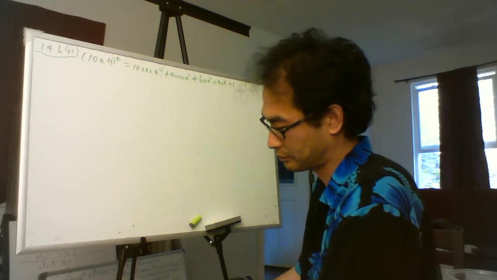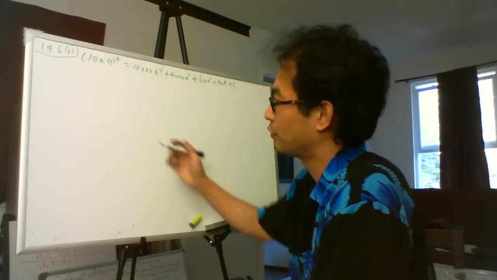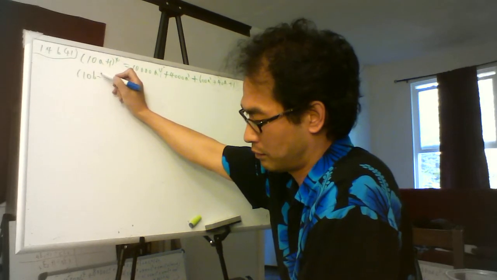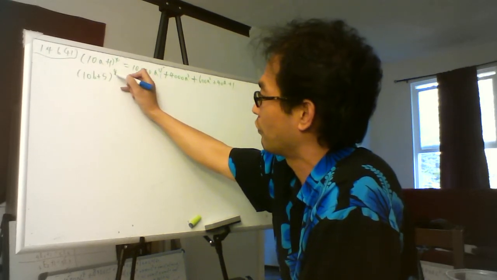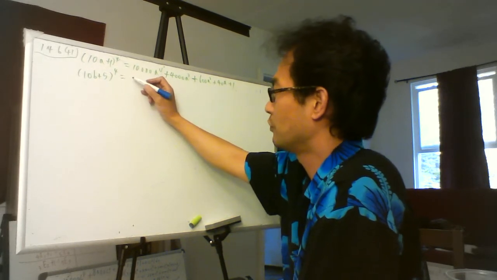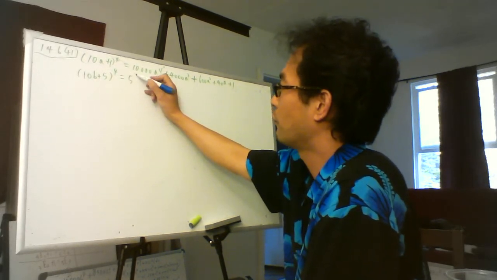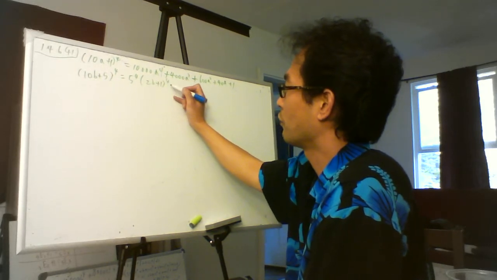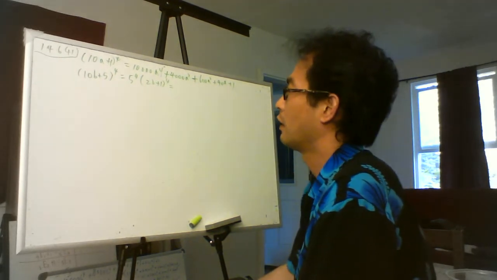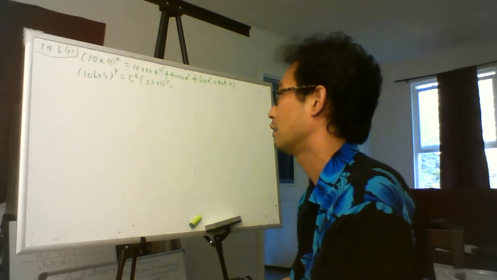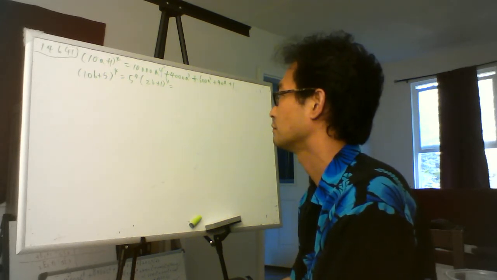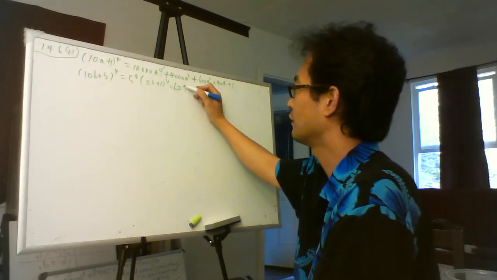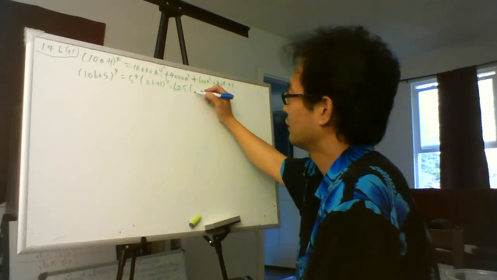Now we have 10b plus 5 to the fourth. Well, you play smart. It's 5 to the fourth, 2b plus 1 to the fourth. It's what? 25 times 25 is 625, right? I know that.